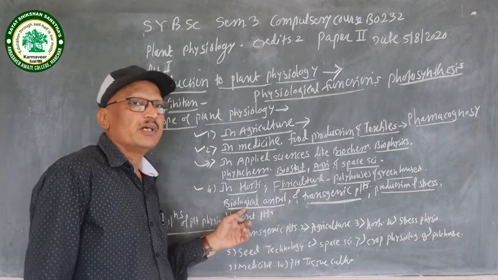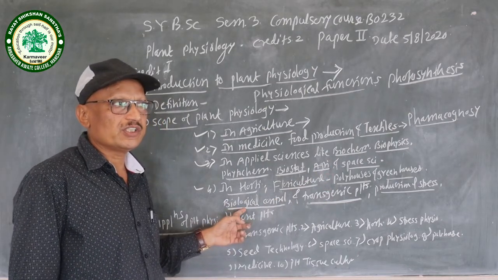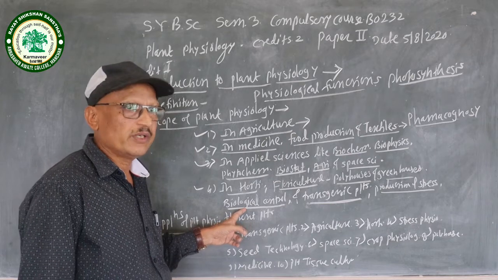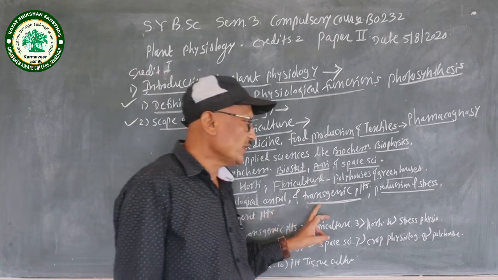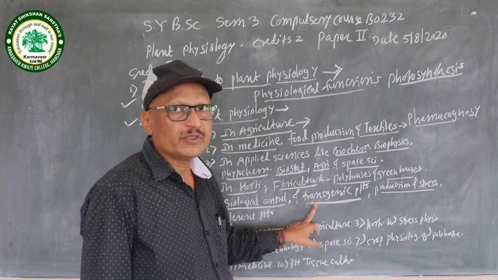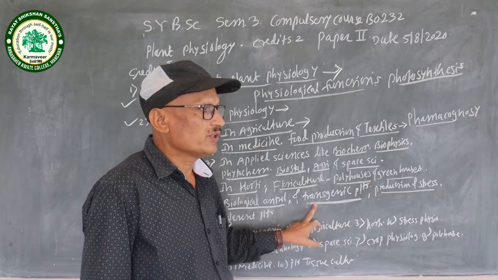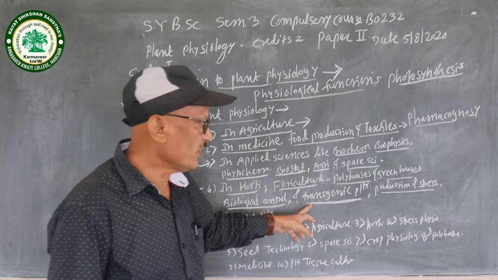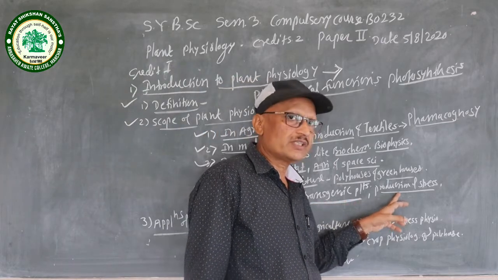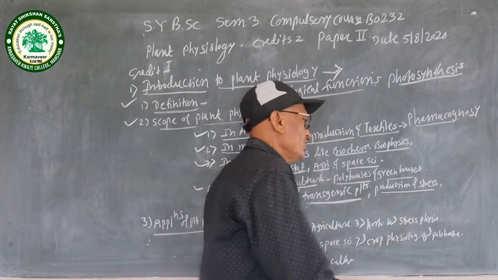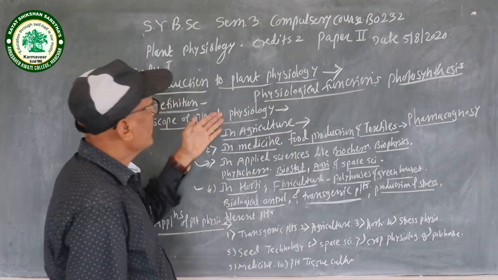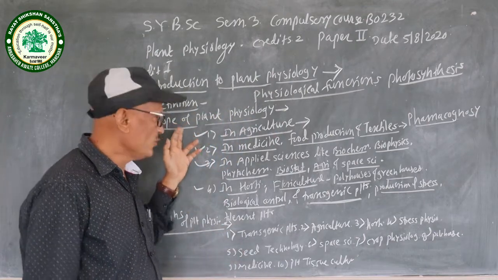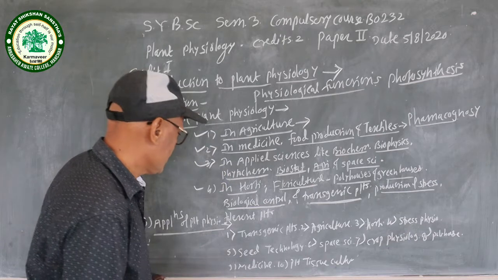In the case of biological control, we control diseases of the plants by using microorganisms. Transgenic plants: in plant breeding, we can produce new plants which are disease resistant, that is called a transgenic plant, having a high yielding variety, and production of stress tolerant varieties of the plant. So plant physiology has great scope in these various fields.